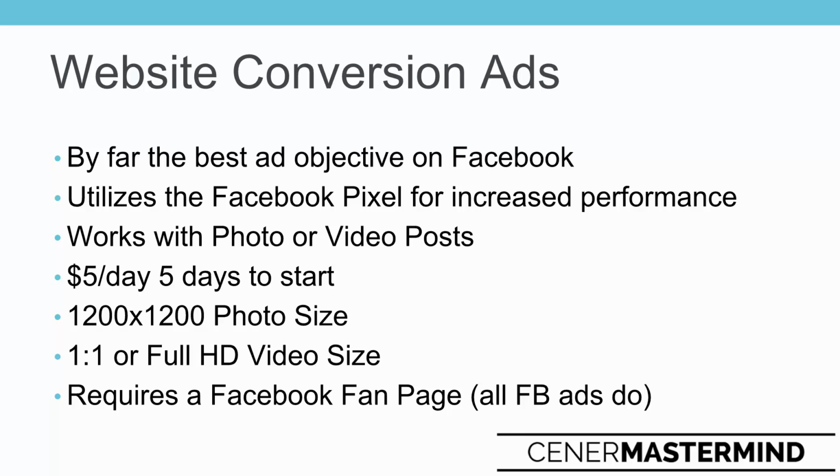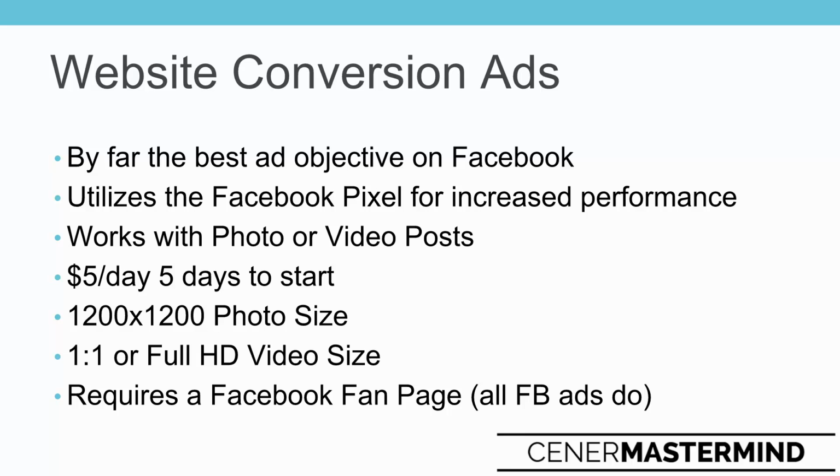Okay, in terms of the technicals here, we're looking for a 1200 by 1200 photo post size. Okay, that means basically a big square, and I'm going to make an example website conversion post for you in a couple minutes. You'll see how that looks. If you're doing a video, you can definitely do video. Again, website conversion works with photo or video posts. You'd want to use a 1-to-1 ratio, but again, a square, or your full HD 16 by 9 video layout.